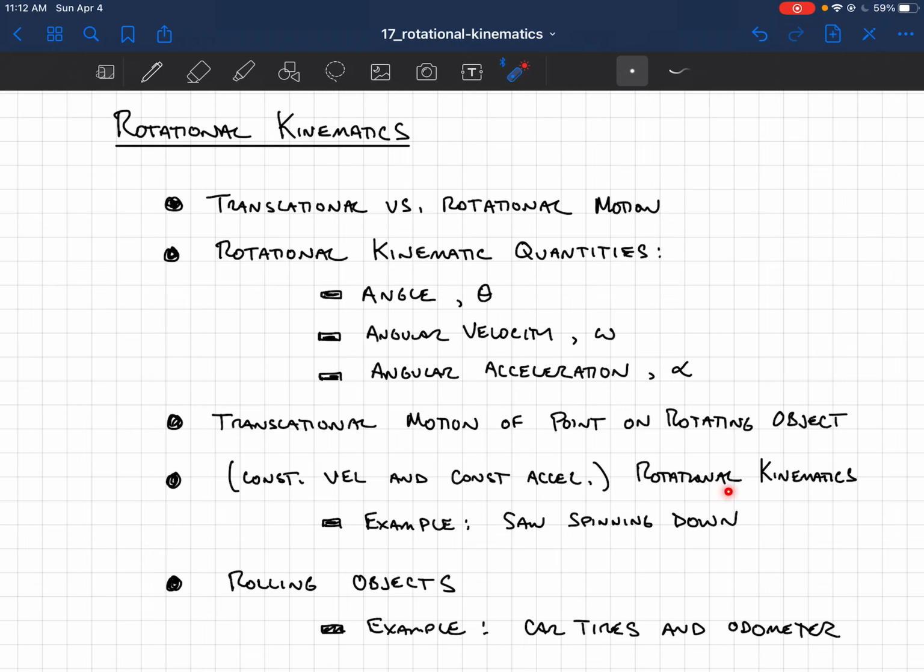And then we'll write down the rotational kinematics equations, which follow exactly like the kinematics equations that we had for constant velocity and constant acceleration when talking about translational motion. We can do some problems with that. And finally, we'll talk about a special case of rotational kinematics, which is that of a rolling object, or another way of saying that more usually is an object that rolls without slipping. So then there's a connection between the speed at which the object moves through space and the rotational speed of the object. And we'll do an example for that.